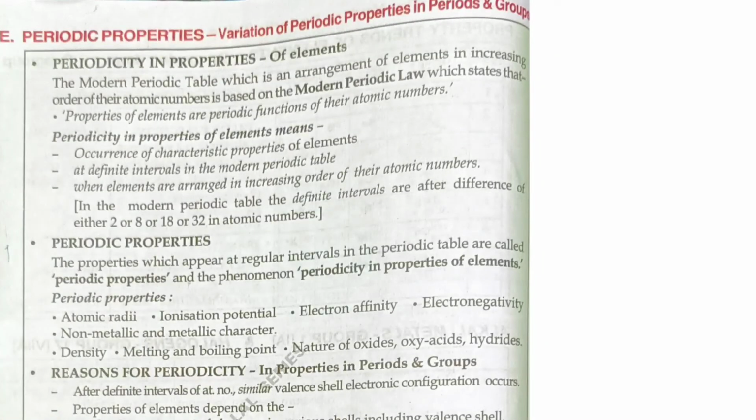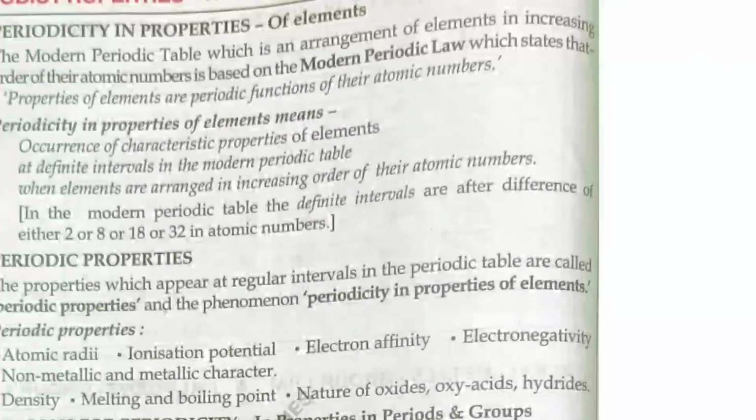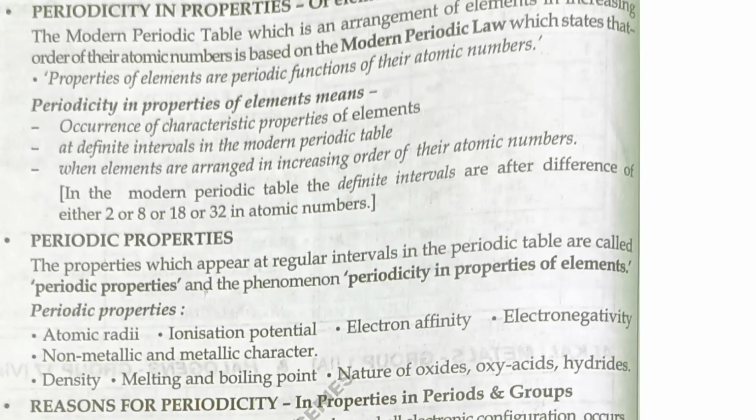Then periodicity in properties is given. The modern periodic table is the arrangement of elements in increasing order of atomic number based on the modern periodic law, which we already discussed. Properties of elements are periodic functions of their atomic numbers. Periodicity in properties of elements means the occurrence of characteristic properties of elements at definite intervals in the modern periodic table when elements are arranged in increasing order of atomic numbers.